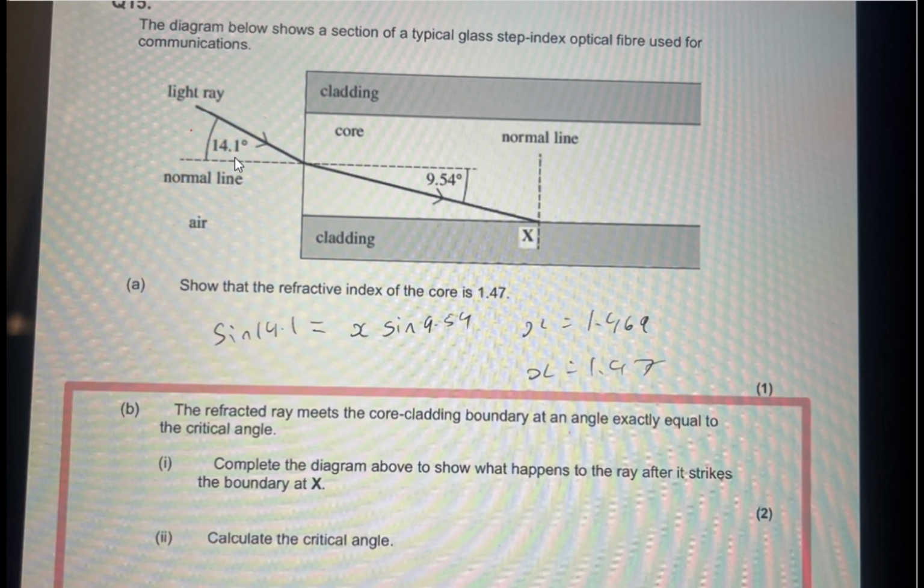So you have Ni sine I equals Nr sine R. For air, we know N equals 1. So I presume you just put 1 times sine 14.1 is equal to Nr, which is what you're trying to work out, times sine 9.5. Well, that's good.